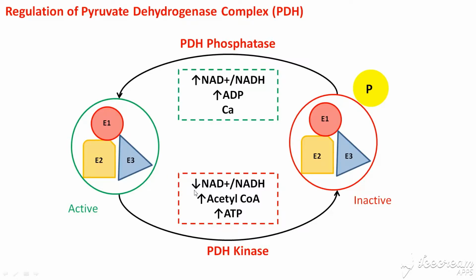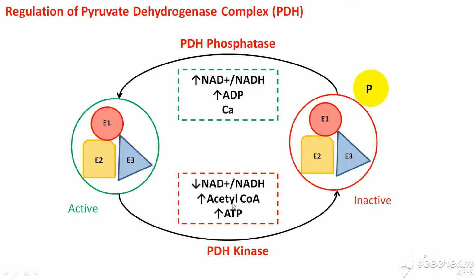And this is going to be a low NAD plus to NADH ratio. This means that we have a lot of NADH, which means we don't need to activate the TCA cycle in order to produce more NADH. If there's high ATP levels, that means the cell is in a high energy state, so there's no need to produce more energy by activating the TCA cycle. And the last one is going to be an increase in acetyl-CoA.